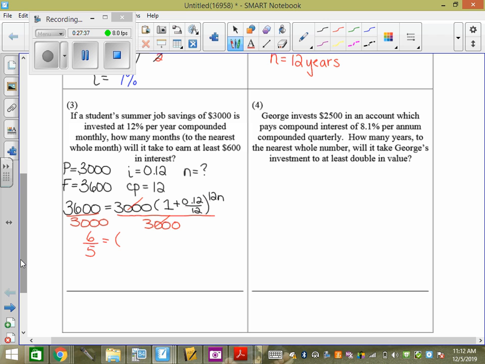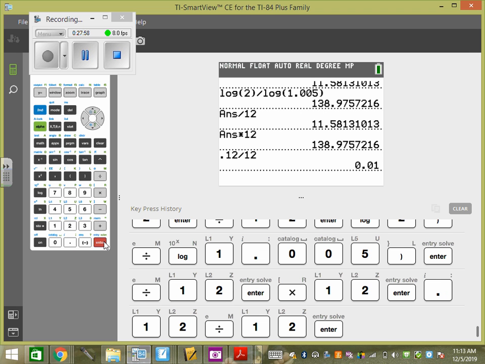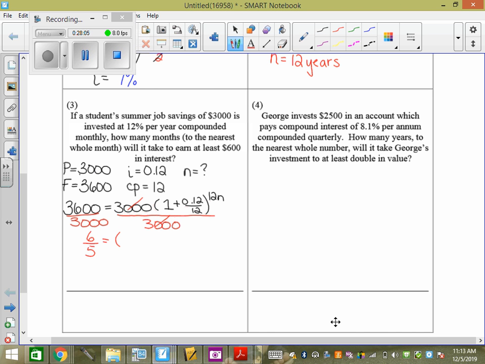And then you go 0.12 divided by 12. It's just 12 divided by 12, 1. Well, 0.01 because there's a decimal. That's division. So 1.01 to the 12n, and then we convert it.